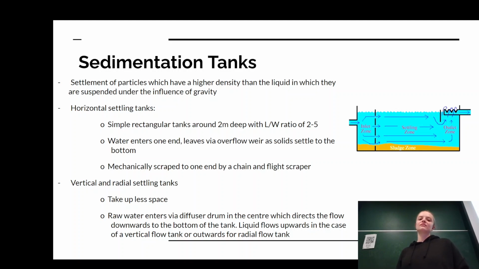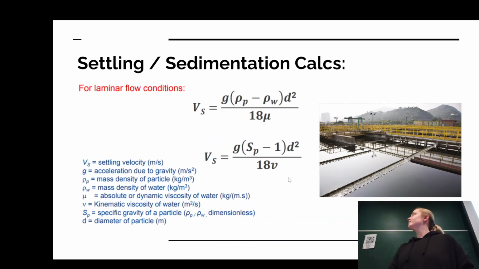i.e. Sydney. Raw water enters via a diffuser drum in the centre, and then that directs the flow downwards towards the bottom of the tank. And then liquid flows upwards for a vertical flow tank, or outwards for radial flow.